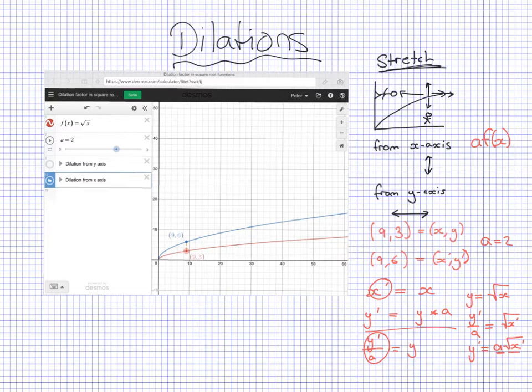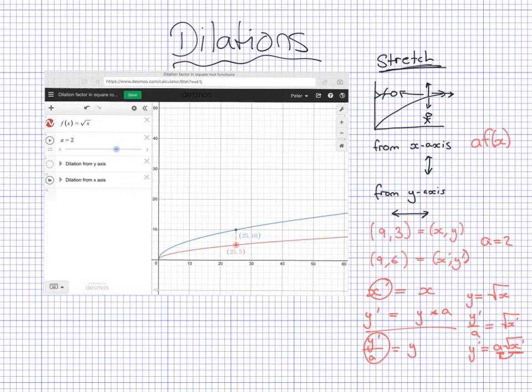So whatever happens to x happens, and then it gets dilated away from the x-axis. Looking back to the Desmos screen, let's see if that holds true. If I move this red dot along, we'll find another nice square number, 25. You can see here that the original one, the red one, (25, 5), has been pushed out by a factor of 2 again to (25, 10).